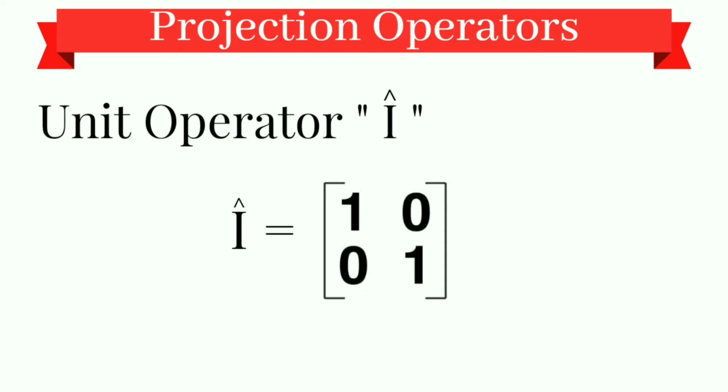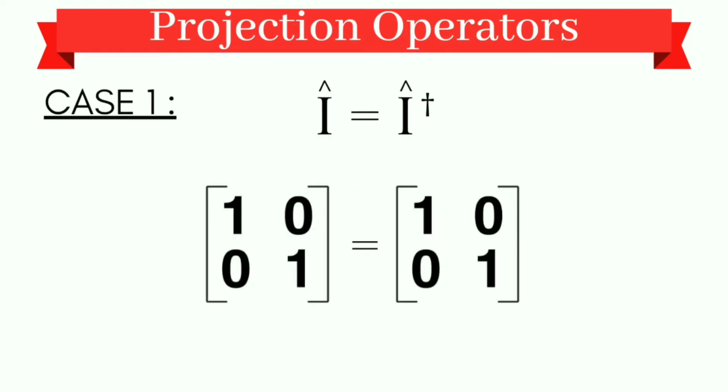Now the simplest example that we can take under projection operator is the unit operator, that is I. We know that the simple matrix form of I is 1 0 0 1. So let's check how it is a projection operator. The first condition should be I equals I dagger, where I is 1 0 0 1. How do we change it into an adjoint? It's simply by changing row into column and column into row. And we will get 1 0 and 0 1 again. So this verifies the first condition.